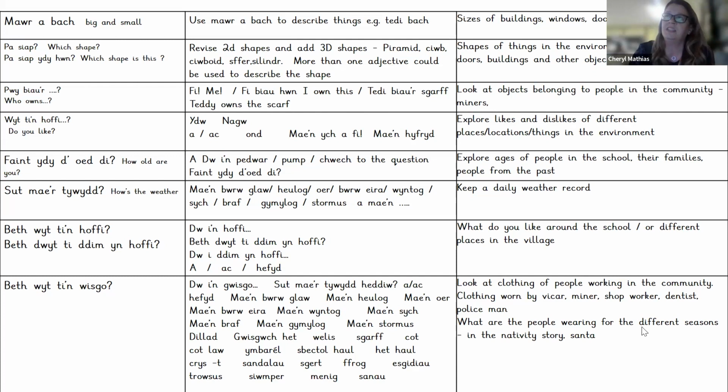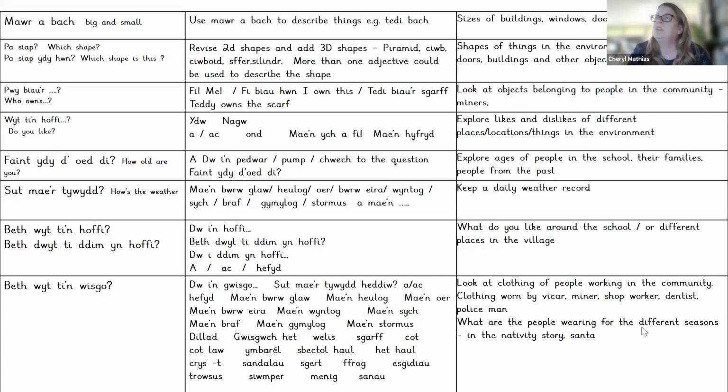So for instance, this is one of the year 2 meetings that I had with the class teacher. Her topic was the village, Bedwas, and we just had a little chat about how she could use some of the language patterns in the topic of Bedwas. So Mawr Bach, you can see there, exploring the sizes of buildings, doors, windows. Siapiau, the shapes in the environment as you go out and about, looking at windows, drains, anything.